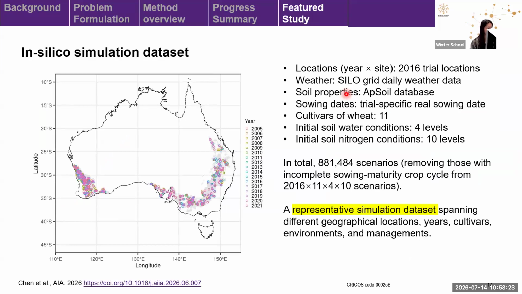This is how we generate a representative simulation dataset, including a lot of different growth conditions and observation conditions, like different locations, different weather conditions, and different soil and nitrogen conditions. In total, we create a very large and representative simulation dataset spanning different geographical locations, diverse environments and management.